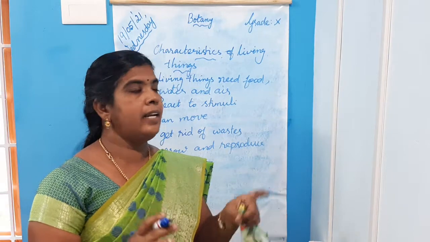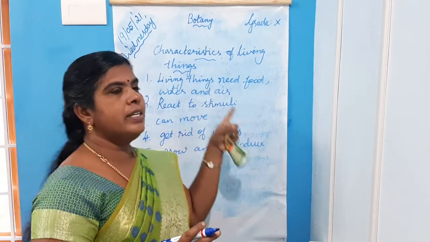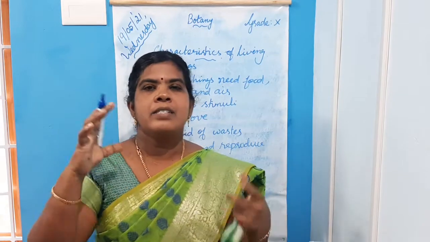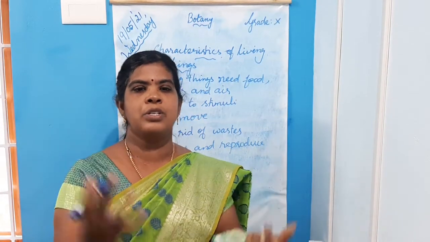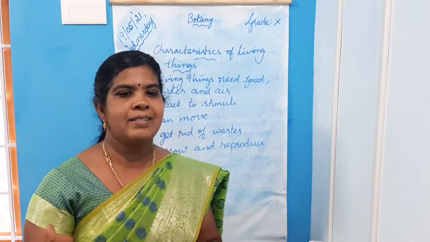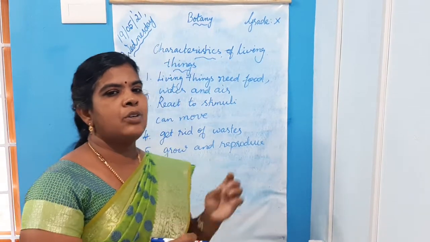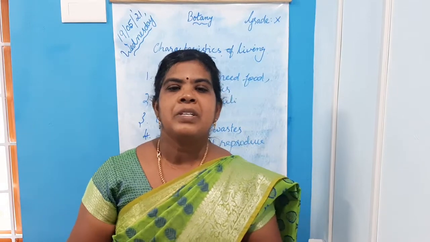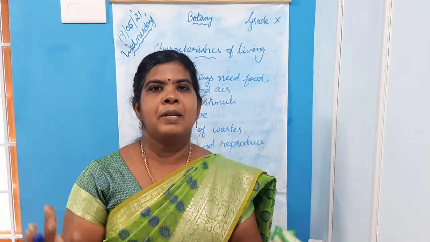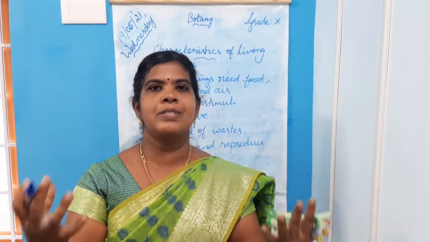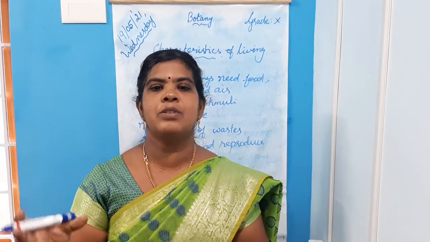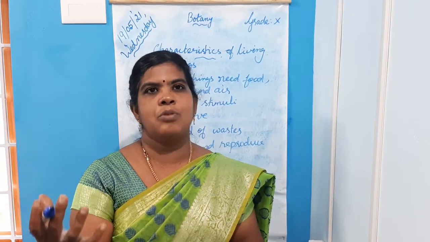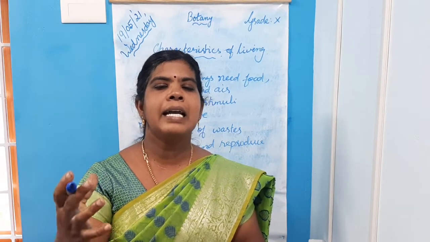Living things need, what's the first one? Living things need food, water and air. Living things need food to eat, water to drink and air to breathe. Then second one is living things react to stimuli. For example, if we take plants, the shoot system grows towards light. Here, light is the stimulus.